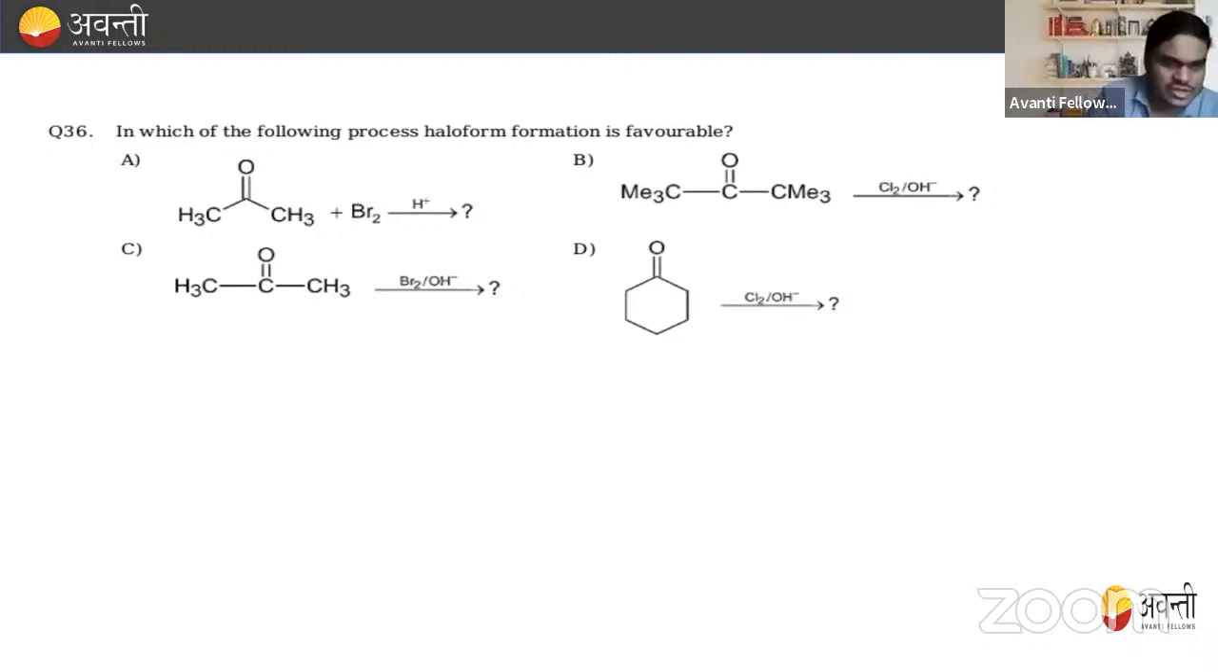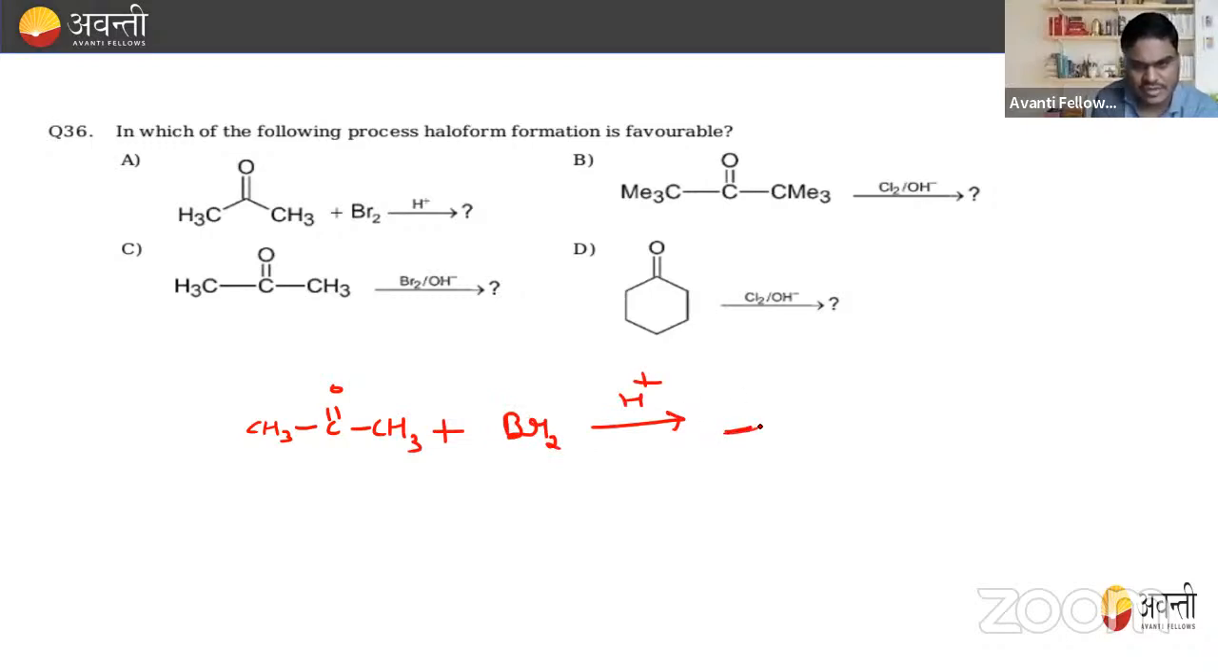So let's see the solution for this question. If I'm talking about the first one, that is acetone, and this is treated with Br2 and H plus, right? When acetone is treated with Br2 in presence of H plus, then what is formed, beta? Let me write the solution. Whenever CH3COCH3, that is acetone, is treated with Br2 in acidic medium, then the formation of CH3COCH2Br takes place. So this reaction takes place.